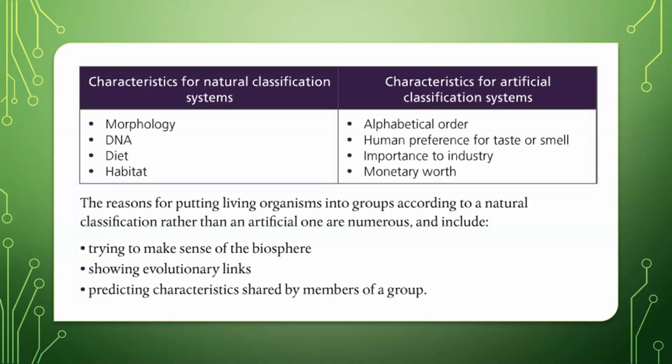Okay, so when we compare the two, characteristics of natural classification systems are morphology, DNA, diet, habitat, so scientific features as such. Whereas with the artificial classification system, you had alphabetical order, human preference for taste or smell, importance to industry, and monetary worth as well. Okay, so you see how the natural classification is much more specific and scientific.